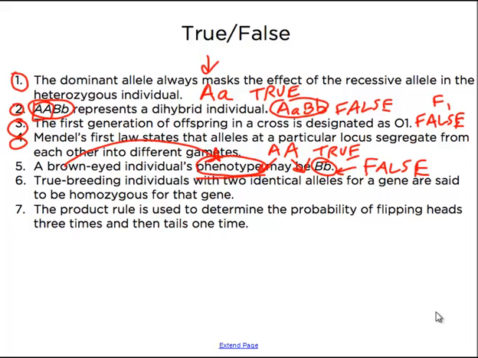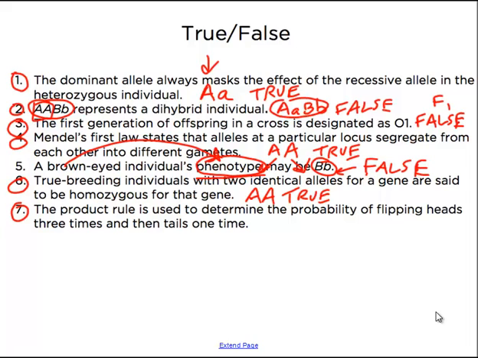Okay, number 6. True breeding individuals with 2 identical alleles for a gene, so like this. In fact, it's fine that they said that, but if it's true breeding, it does have 2 identical alleles, right? So is that a homozygote? Yes, absolutely. Whether it's big A, or whether it's little a, it doesn't matter. But true breeders have to be homozygous, right?